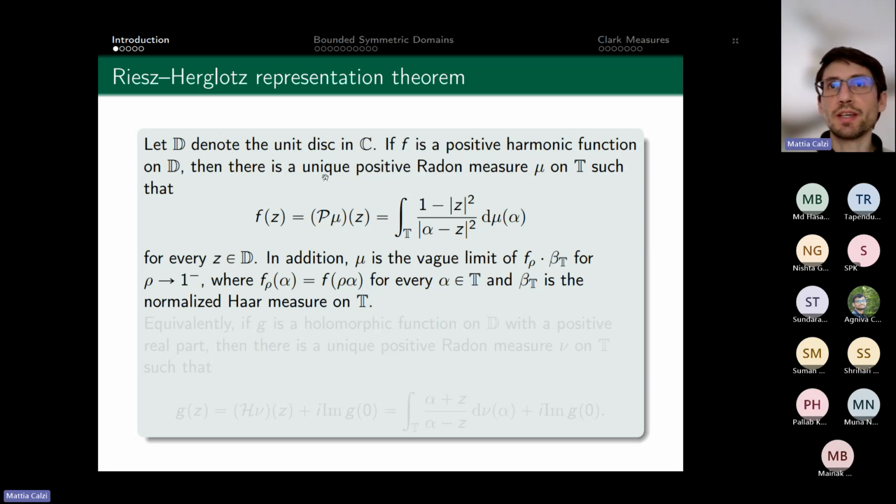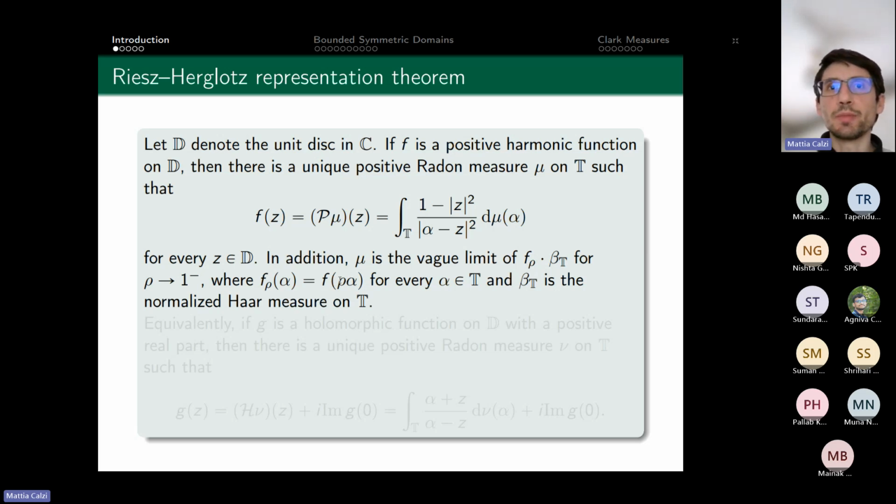Why does this happen? Because if you take f and you dilate it, so you consider f of rho z, for rho smaller than 1, then you get a function which is harmonic on a neighborhood of the closed unit disk. And so the reproducing property of the Poisson integral tells you that this dilated function may be reconstructed as the Poisson integral of the restriction of the dilated function to the torus.